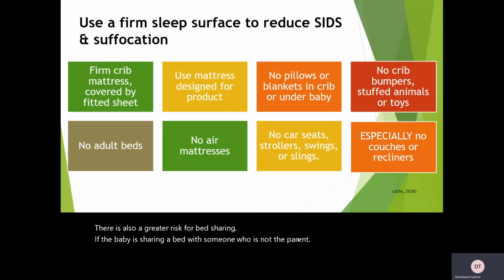Soft objects, loose bedding, and any objects are not safe to be in the crib. They may pose a risk for entrapment, suffocation, or strangulation. Here are some general recommendations for reduction of risk of SIDS and suffocation.